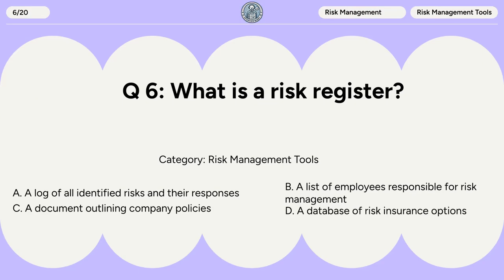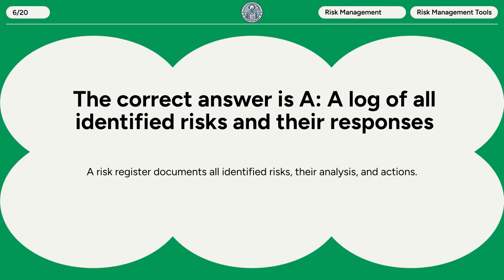Question 6. What is a risk register? A. A log of all identified risks and their responses. B. A list of employees responsible for risk management. C. A document outlining company policies. D. A database of risk insurance options. The correct answer is A. A log of all identified risks and their responses. A risk register documents all identified risks, their analysis, and actions.